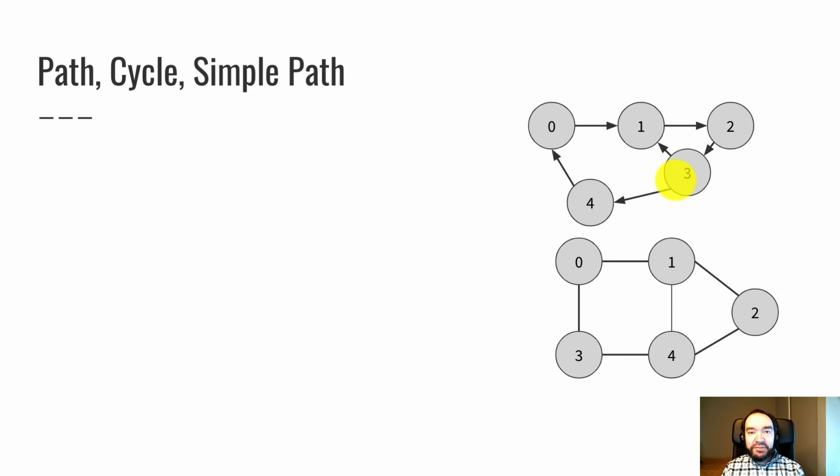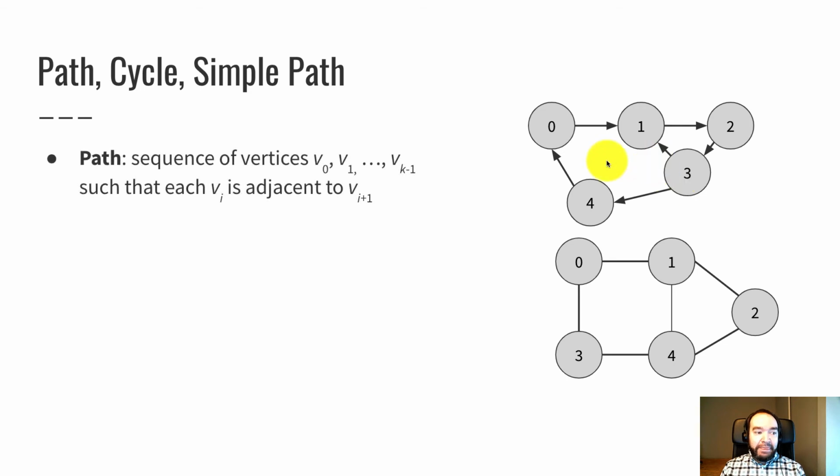Path, cycle, and simple path are ways of describing basically a legal travel through one of these graphs. Mathematically, a path is a sequence of vertices, v0, v1 through vk minus 1, such that each vi is adjacent to vi plus 1. That means that there is legal travel from one vertex to the next. Intuitively, that's a legal trip through the graph.